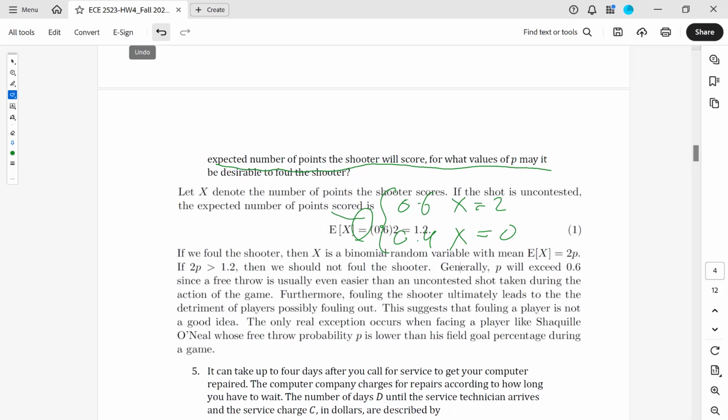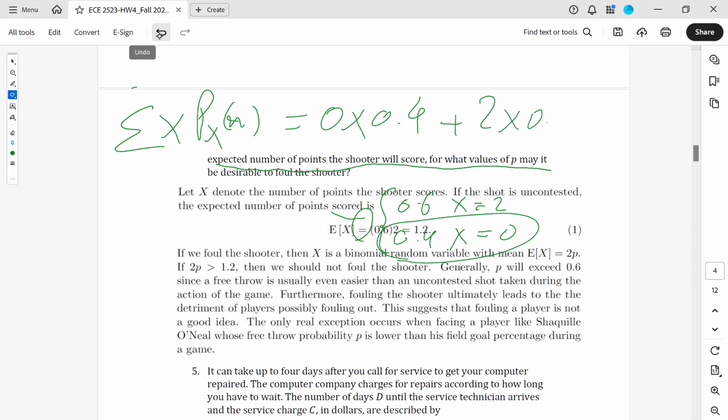So are we clear so far? How we develop that PMF out of the information in the question? Now, what is the expected outcome? Which means the expected value of this random variable X. So when the player shoots that 2-pointer, how do you calculate the expected outcome? It's the summation of X times PMF of X. Are we good? So it's gonna be the summation of X, P of X, which is 0 times 0.4 for one value, plus 2 times 0.6 for the other value, which basically is 0 plus 1.2. So 1.2 is the expected value of the first PMF.